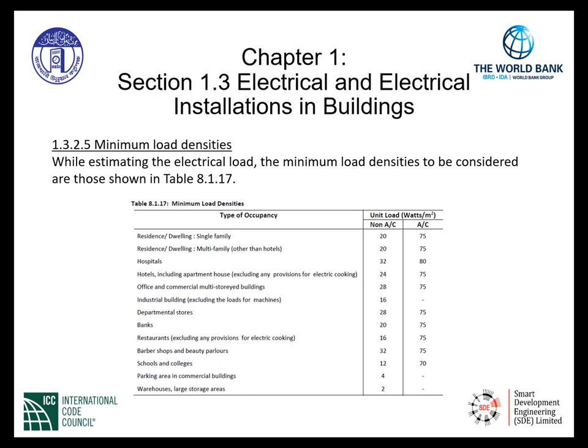As we can see as an example, if we take a hospital, non-AC equates to 32 watts per square meter of space. If we include the AC, we are up to 80 watts per meter squared for that particular occupancy.